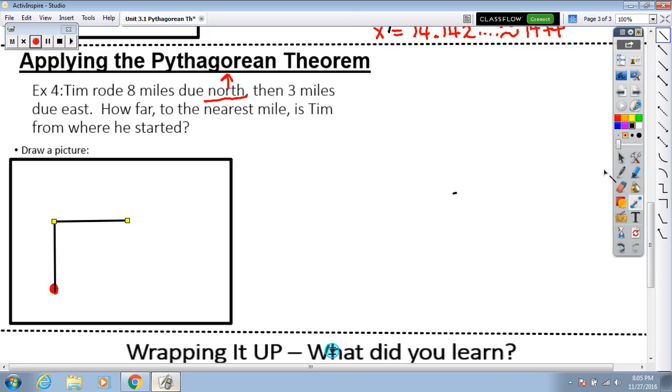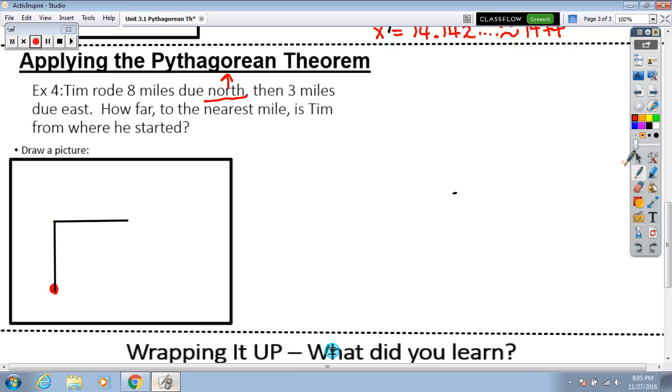Alright, and they want to know how far is he from where he started. Okay, so let's go back and let's put our labels on what we just drew. 8 miles north and 3 miles east. So east was going this way and north was going straight up. They want to know how far is he, because this is where he ended at. How far is he from where he started? So what we're looking for is the distance from where he is now to where he started.